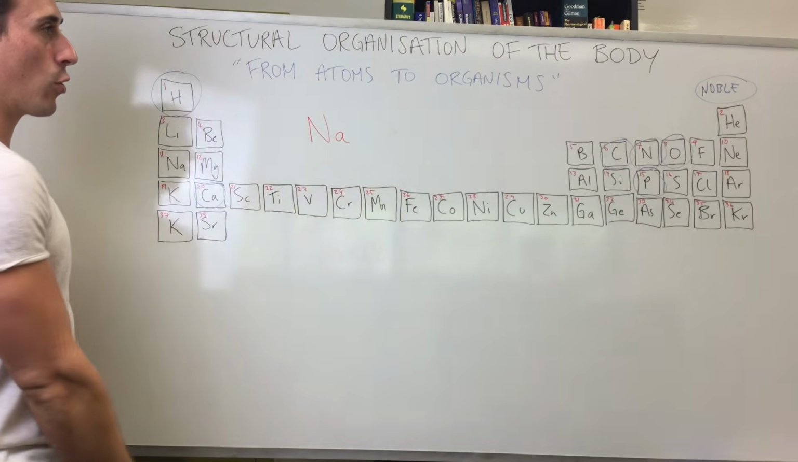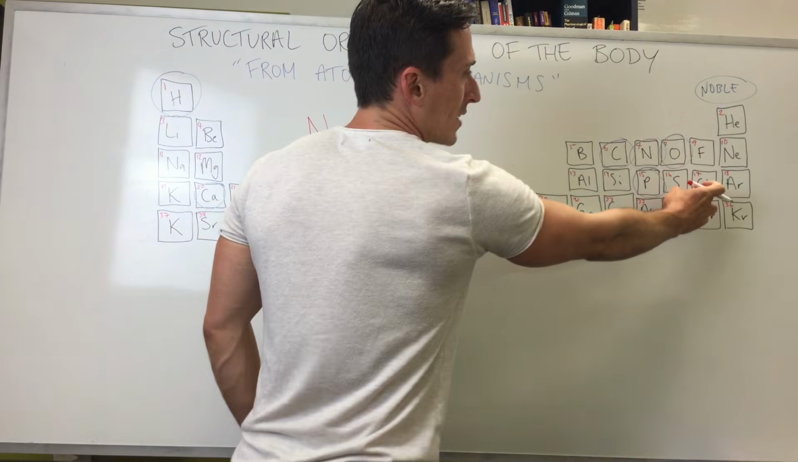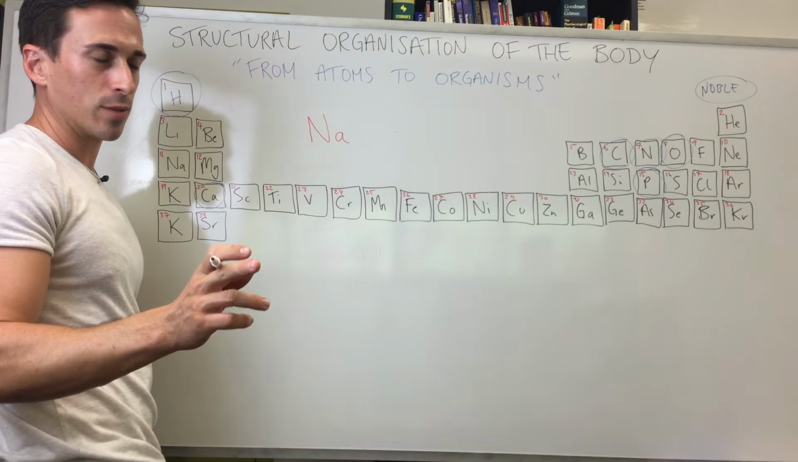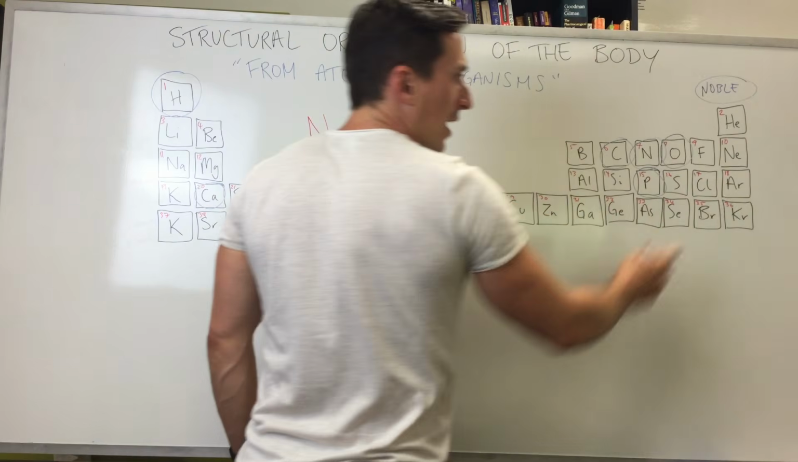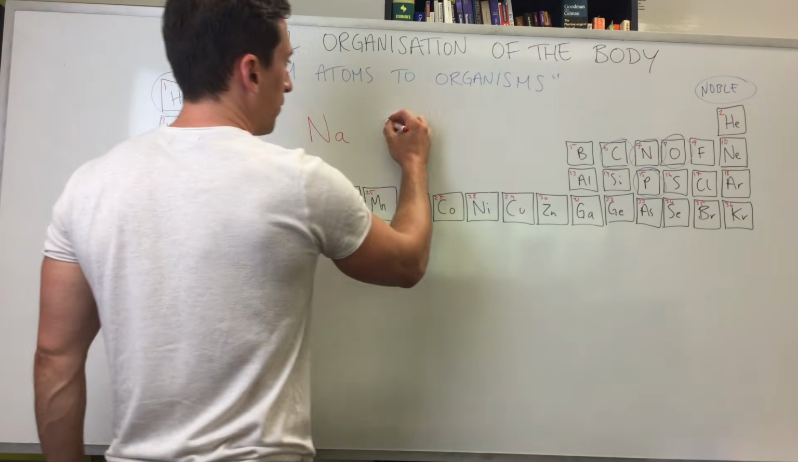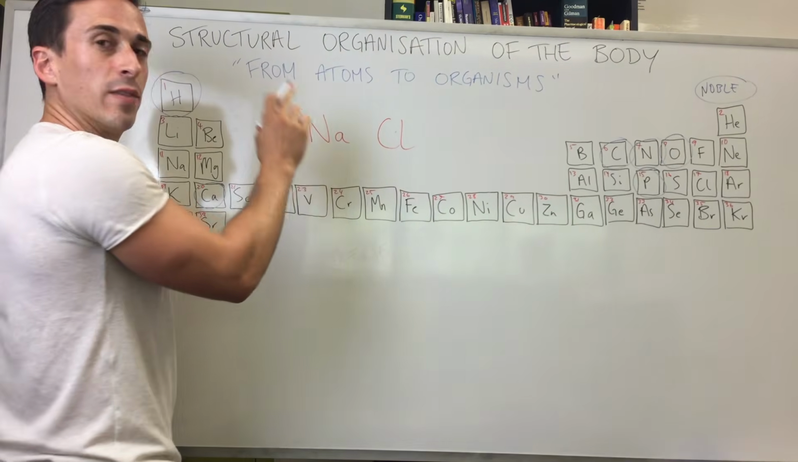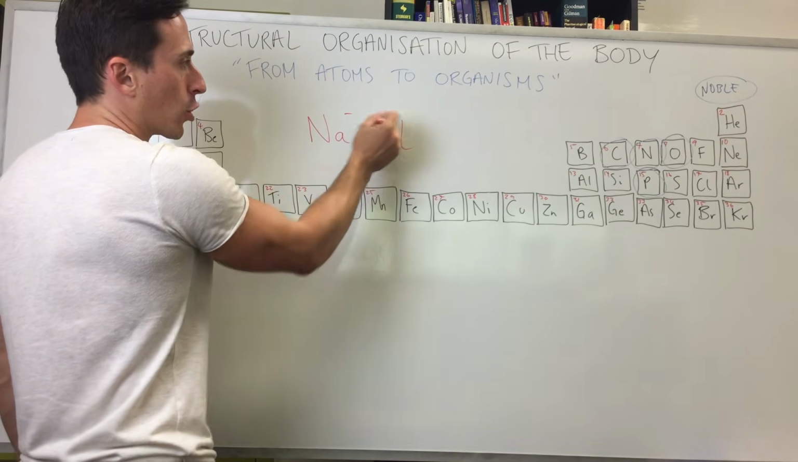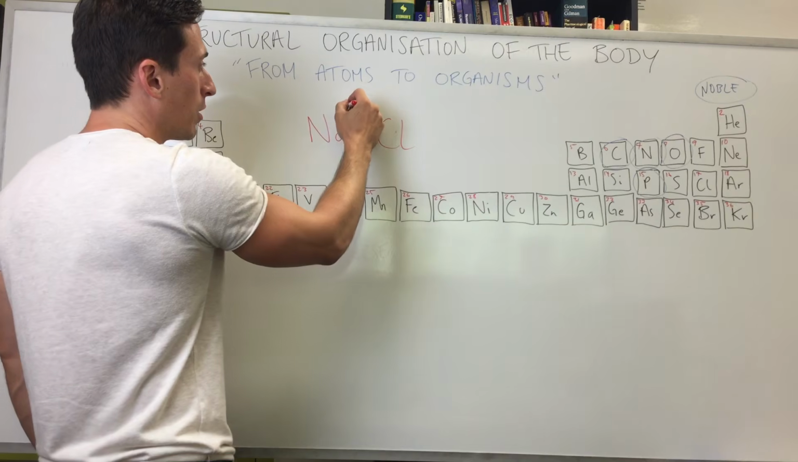Chloride, where's chloride sit? Over here. Chloride has 17 electrons and wants to be like argon, with 18 electrons. So chloride wants to gain an electron. Sodium wants to give away an electron. Chloride wants to gain an electron.